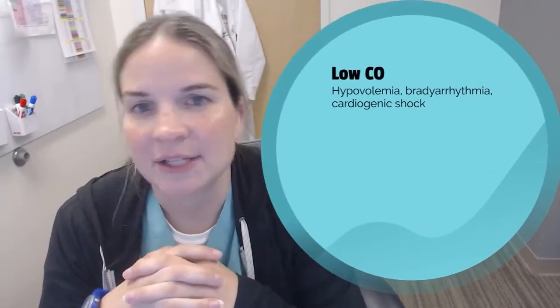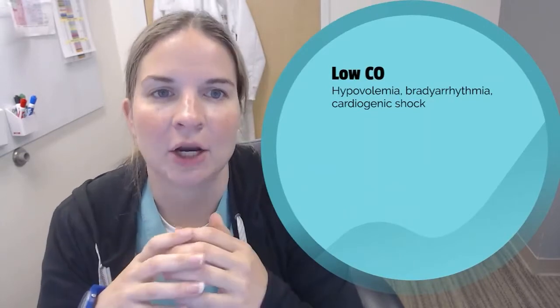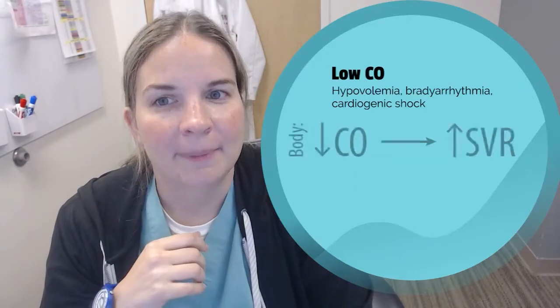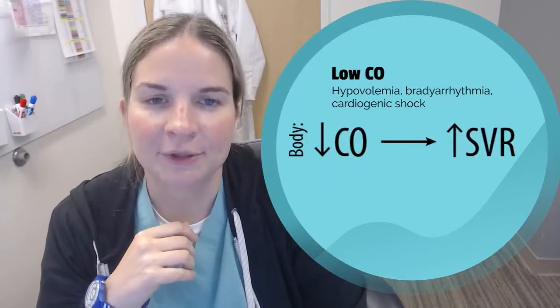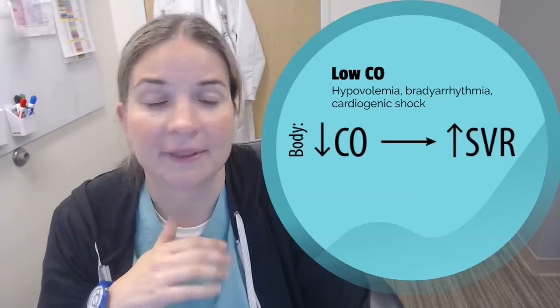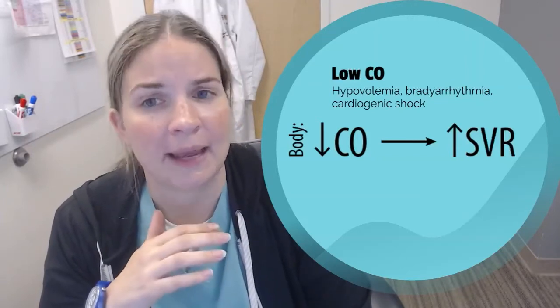In conditions such as hypovolemia, bradyarrhythmias, and cardiogenic shock, hypotension can be traced back to low cardiac output. The body compensates for low cardiac output by increasing SVR to try to maintain blood pressure. These patients look clamped down. They have poor peripheral perfusion and slow capillary refill.